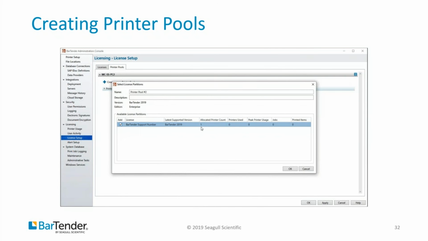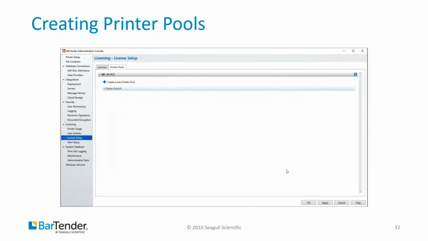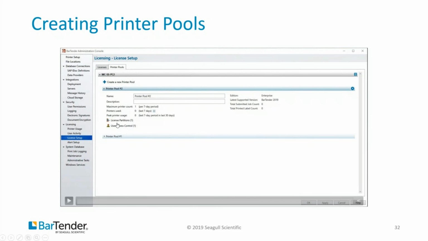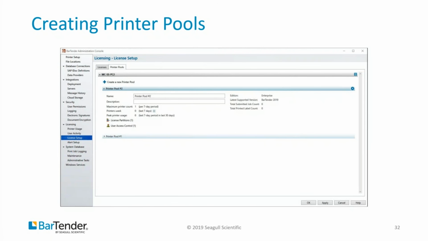So we've added that printer pool. We gave it a name. We gave it a description. We've selected from our available partitions. We can go ahead and hit OK. Now we'll see that printer pool number 2 shows up. We see all our license information and all that. And if we go into license partitions, which is towards the middle left of your screen here, you'll see that we should have one partition in there, and it's going to be assigned just a single printer. So it's still kind of wide open, if you will, but that's where user access comes up.